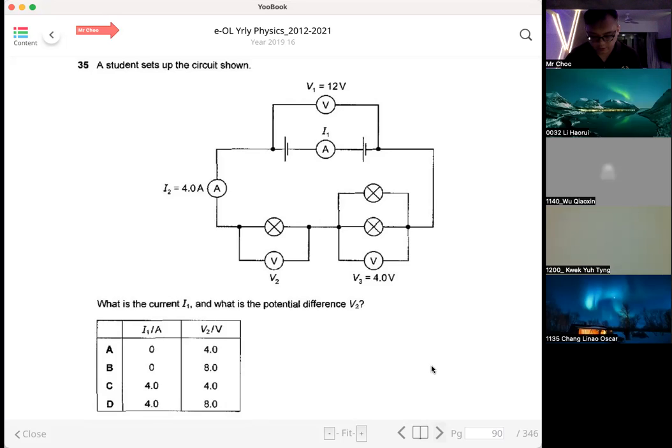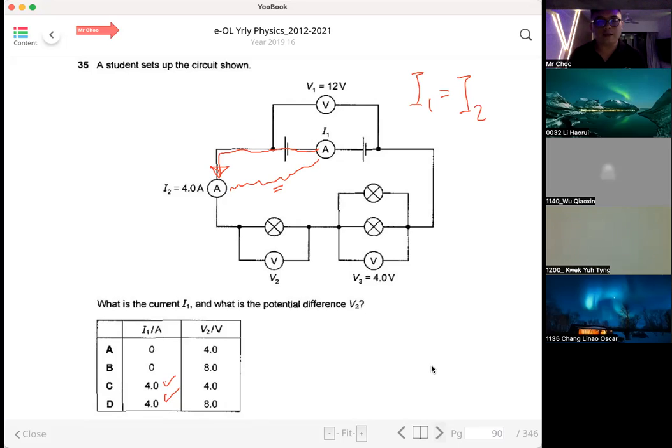Okay, can you see down here? These two should be the same, right? Because there's no other way the current can go. So I1 must be the same as I2. Are you all convinced? Because there's no other separate route to go. Once the current moves here, it will come here. So I1 must be equal to I2. So the answer will be 4 ampere. So the question now is, what is the PD of V2?